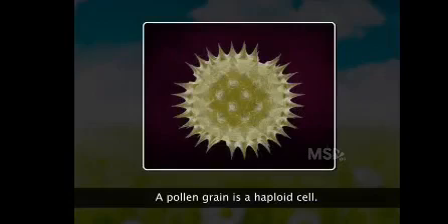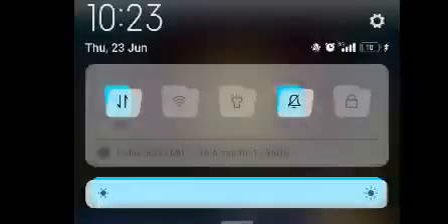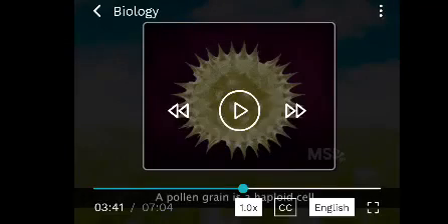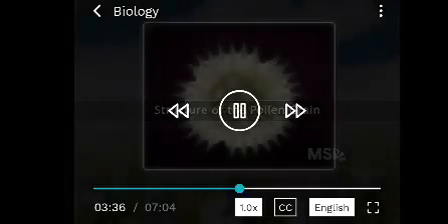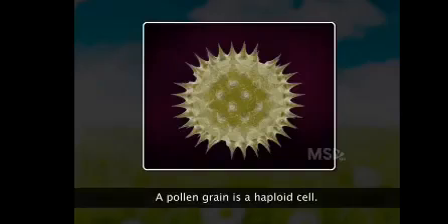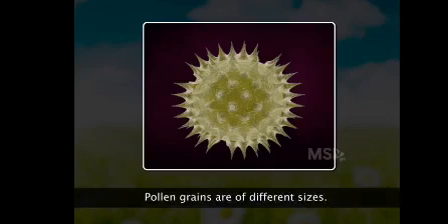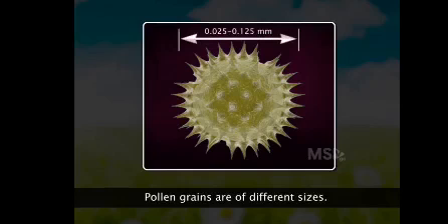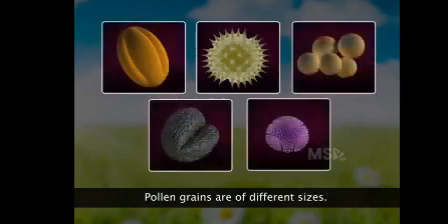A pollen grain contains a single haploid nucleus. A pollen grain is usually spherical and has a diameter of 0.025 to 0.125 millimeters. However, pollen grains come in different sizes. Out of these, the small pollen grains are well suited for wind pollination.